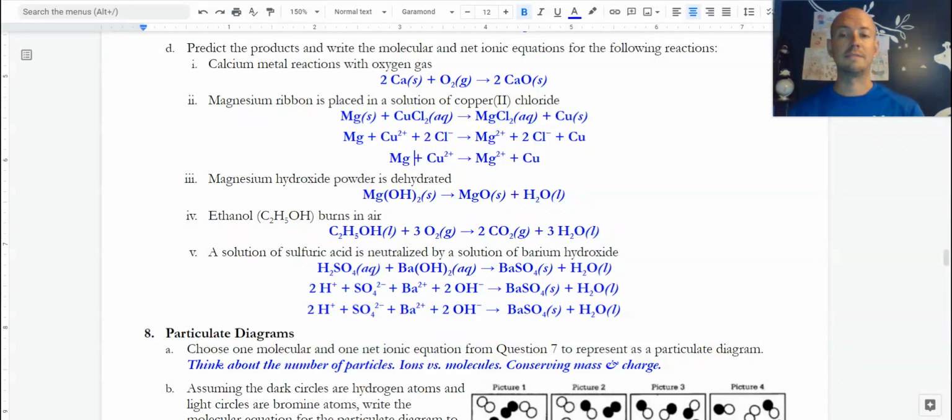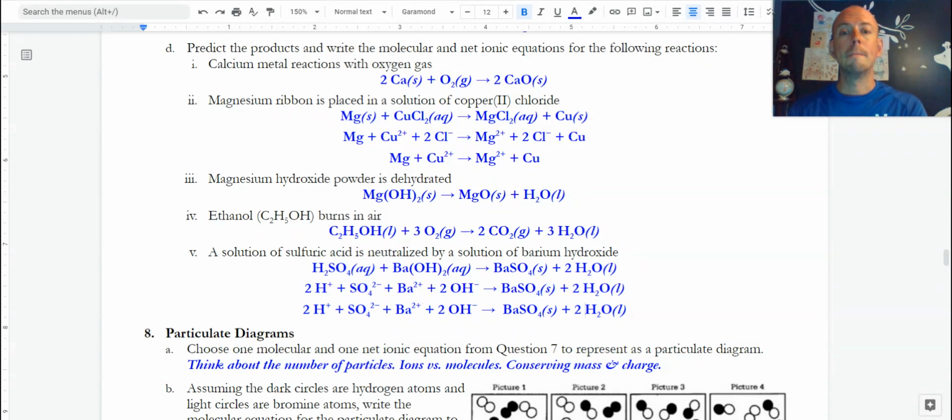And lastly, we have a solution of sulfuric acid being neutralized by a solution of barium hydroxide. Sulfuric acid, H2SO4, we're going to recognize that by repetition that it's strong. Barium hydroxide, it's got OH, barium's in column 2, so it's a base, and it's a strong one. Acids and bases always neutralize to make water, and I didn't correctly balance it here, so I'll fix this as we go.